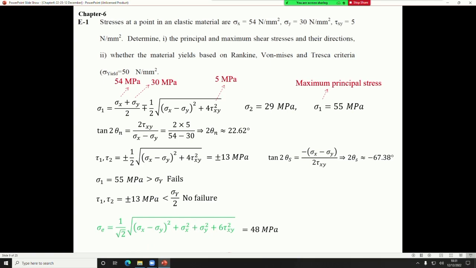Does this fail? Nope. Good. So 48 is less than the yield stress of the material. So based on these two criteria, it does not fail, but based on Rankine theory, it fails. So any question from question number one? This is relatively a straightforward question.